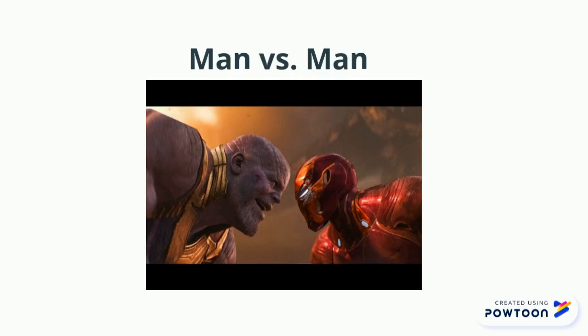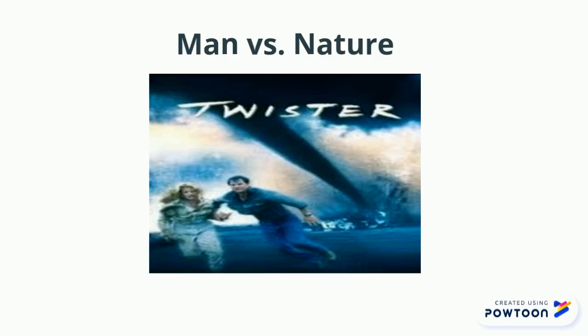Man versus man is a type of conflict when one character has a problem with another character. Man versus nature is the next type of external conflict. In this type of conflict, a character is tormented by natural forces such as storms, animals, or even tornadoes.